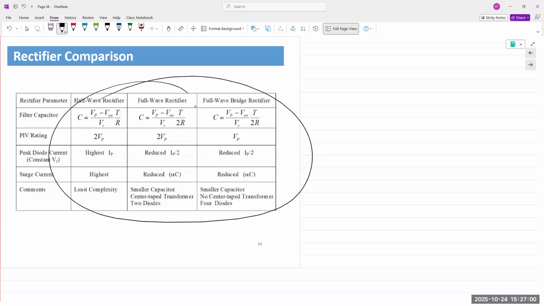Okay, so those are the uses for half-wave and full-wave rectifiers. Center tap is not used as much, again, for the reasons that I just mentioned, right?